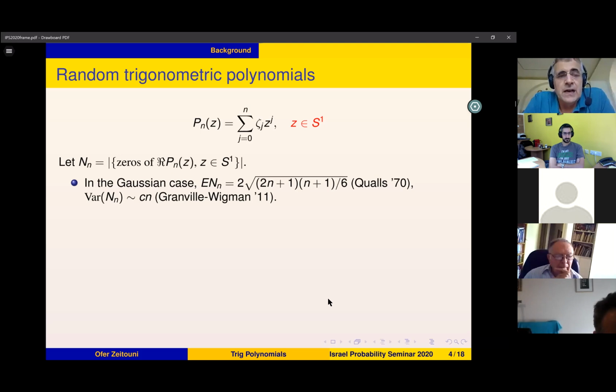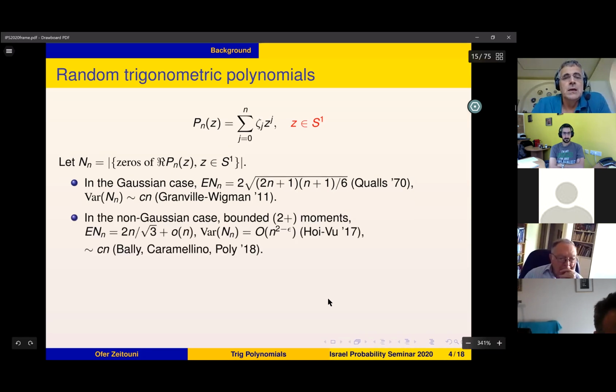And the variance has been computed about 10 years ago by Granville and Wigman. In the non-Gaussian case with bounded moments, the expectation is of the same order, even though there's an error term, and the variance has been first shown to be of little order of the mean square by Hoy and Wu, and then computed up to a constant by Bali, Caramelino, and Coli. But you can see from the years that we are getting closer to the present time.